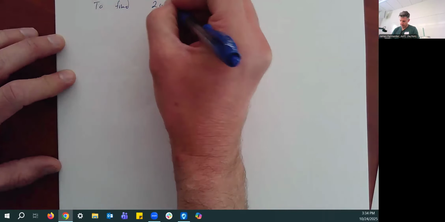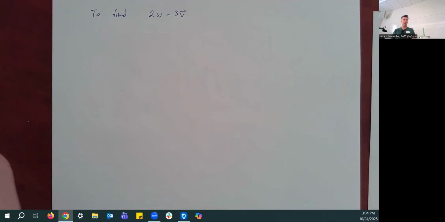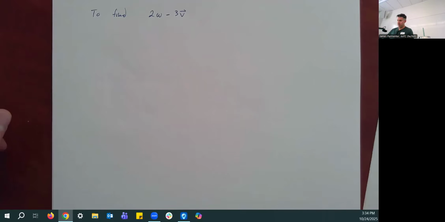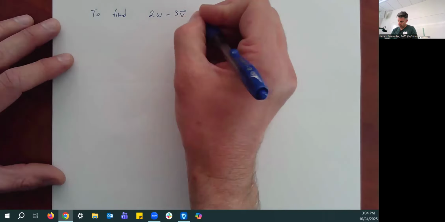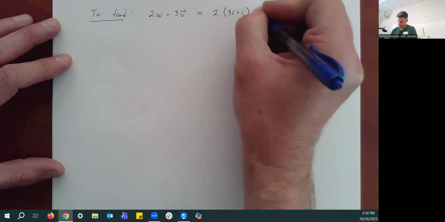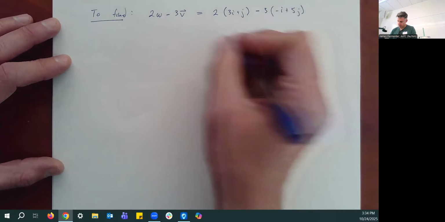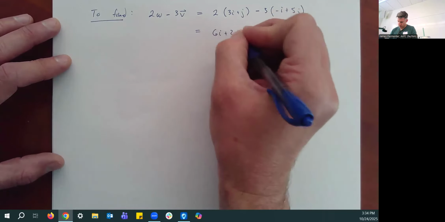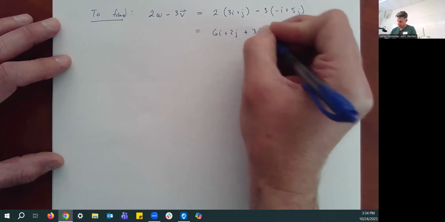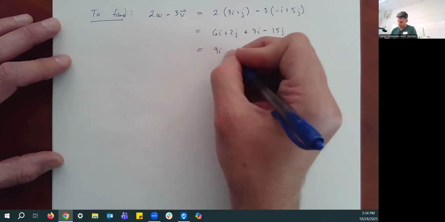So to find something like, say, 2W minus 3V, well, vectors multiplied by scalars, you just distribute the scalar through. So in this case, I forgot what my W and my V were. My 2W is going to equal 2 times 3I plus J, minus 3 times my V, which is negative I plus 5J. So it's going to be 6I plus 2J plus 3I minus 15J, which is going to give me 9I minus 13J.